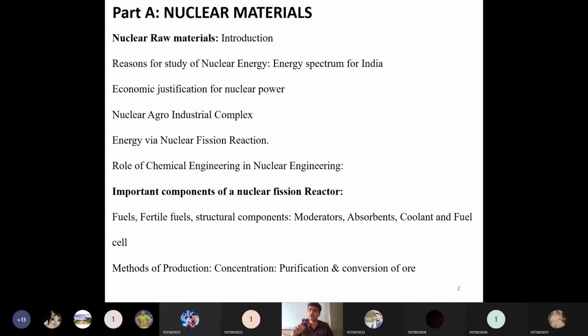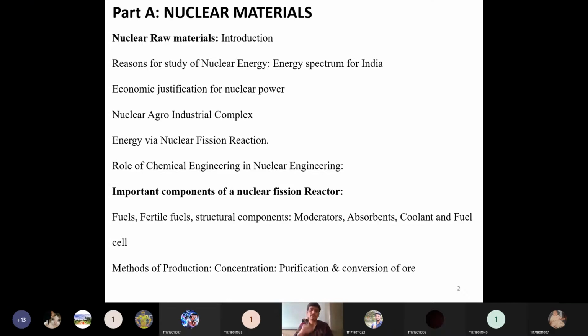Then the next topic will be the important components of a nuclear fission reactor. Whenever there is a nuclear fission reaction, there will be certain components inside. First, we want a fuel inside. There are two types of fuel: one is a fertile fuel, the other is a fission fuel. What is the difference between fertile fuel and fission fuel? We will be discussing it in detail.